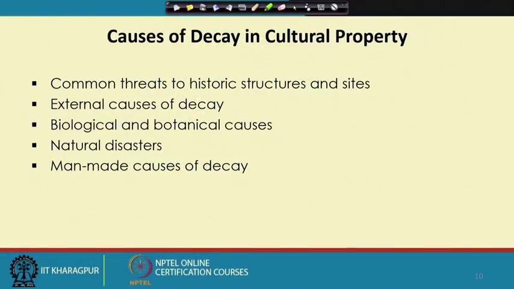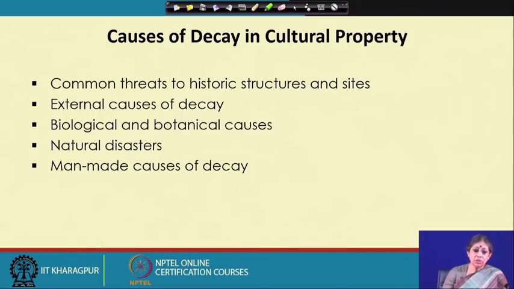So we'll talk about the causes of the decay in the cultural property, what are the common threats. We are going to the next module then. We'll talk about the common threats to the historic sectors and the sites. And we'll talk about what really causes the decay, because if you have to preserve something, we have to know what causes the external causes or the decay of the structures. There may be various reasons. There may be biological or botanical causes. There may be natural disasters, flood, earthquake, various types. There may be fire also.